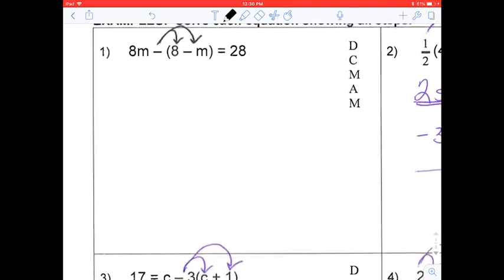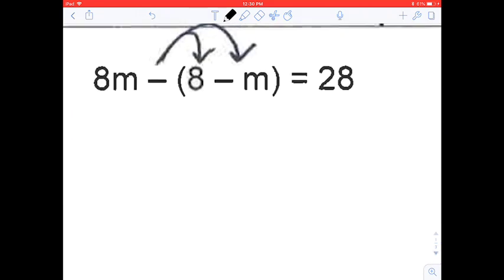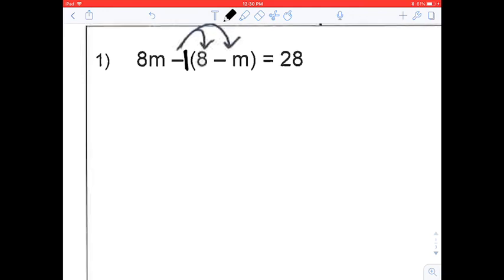Question 1, they gave us a hint. They said, hey, watch out for that distribution in step 1, and they drew in the arrows for us. You see a minus next to the parentheses. That means we are going to draw in our Ninja 1. We are distributing -1 times 8 minus m. That becomes -8 plus m, or plus 1m. We need to bring down the rest of the equation, 8m and the equals 28.